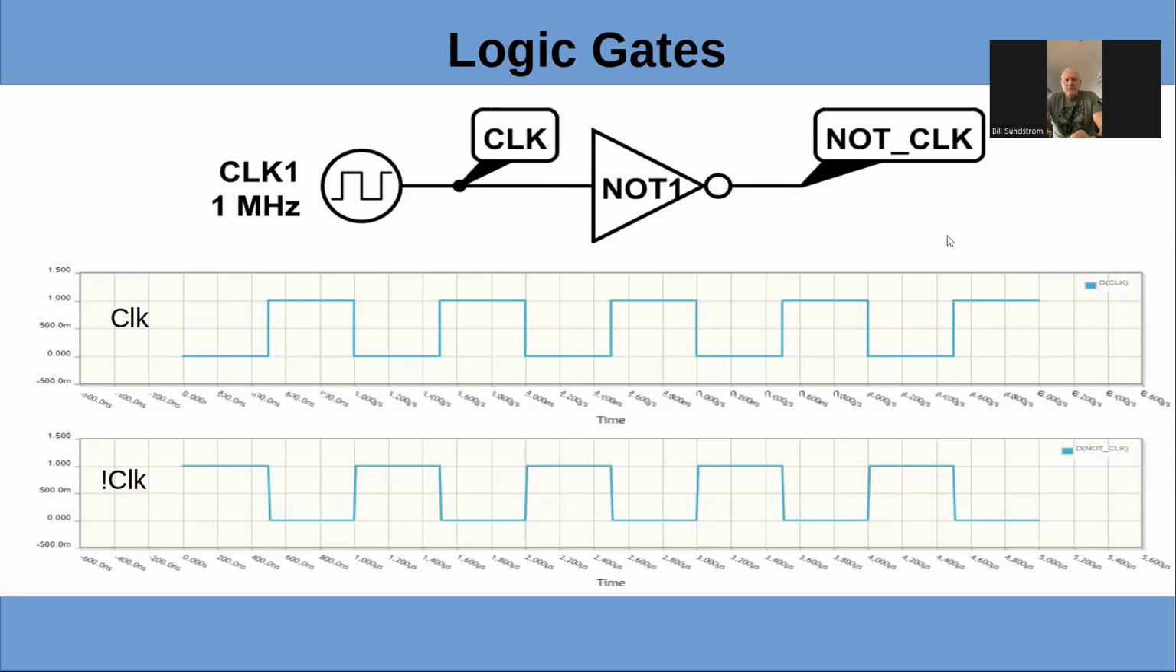This is just a simple circuit showing a clock signal, which is just a square wave. In this case, it's a 1 megahertz square wave. It doesn't really matter what the frequency is. So that's our input into this inverter. And the output is just the inversion of it. Any questions so far? Nope.